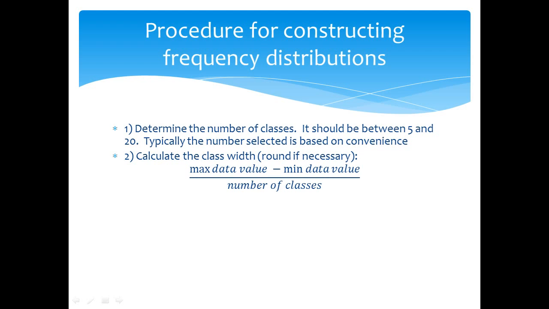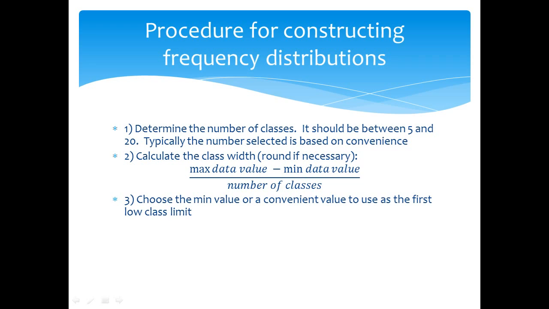Typically, in this particular case, we always round up. We always want to have more classes than necessary. So if we plug into this formula, which is the max data value minus the min data value, which is the range of the data, divided by the number of classes, that's the class width that we're going to want. We always round up, so if we got a value like 9.2, we'd want to make the width 10.